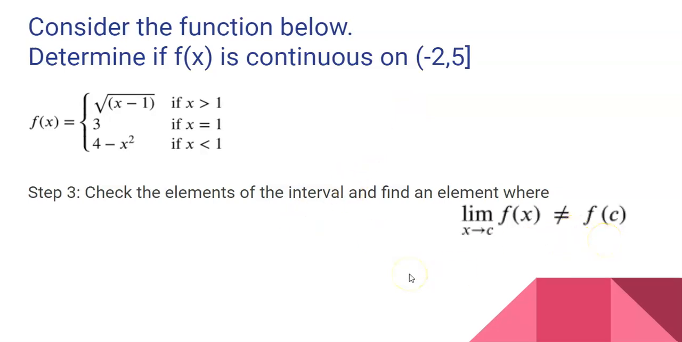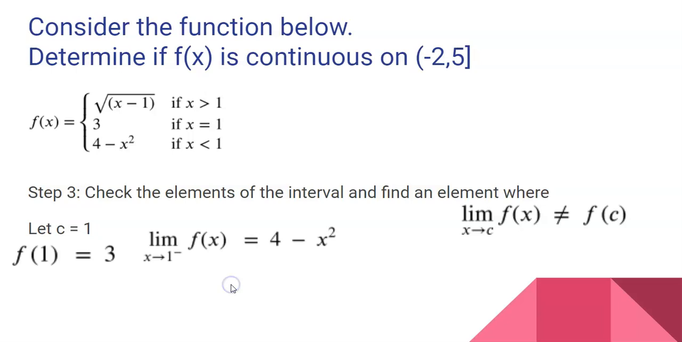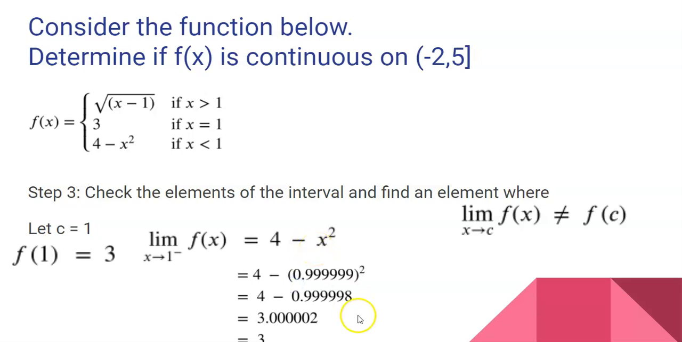So please observe, our c is 1. And f of 1, okay, so if x is equal to 1, it's 3, right? Then the limit of f of x as x approaches 1 from the left, that would be less than 1. So the expression to use is -x squared. And doing direct substitution, the limit is 3.